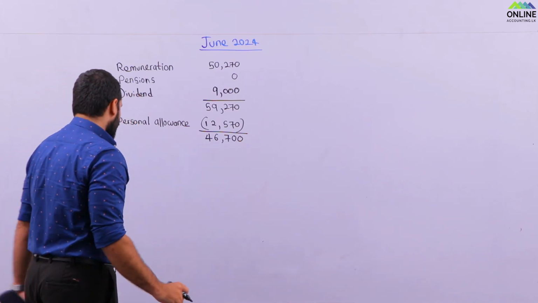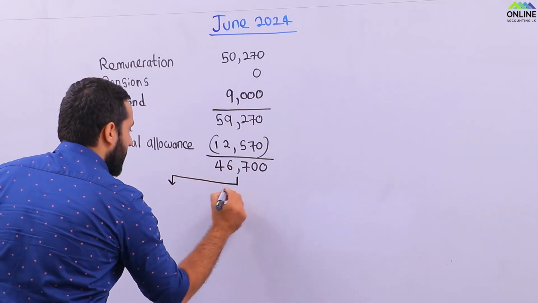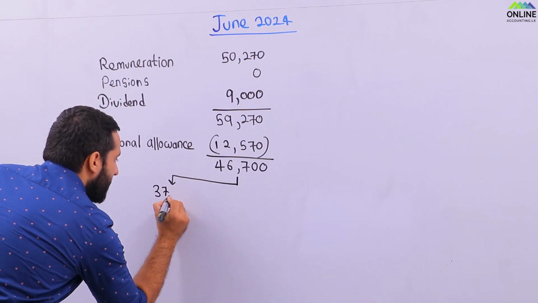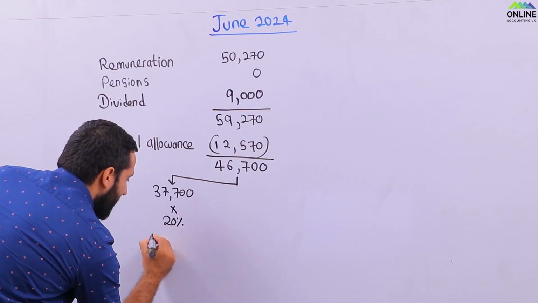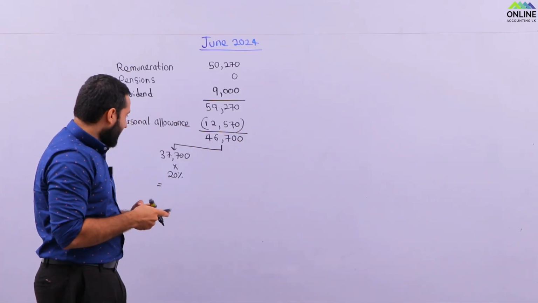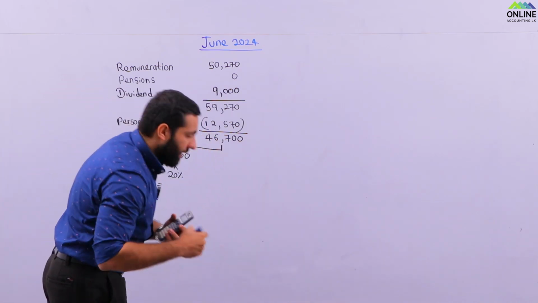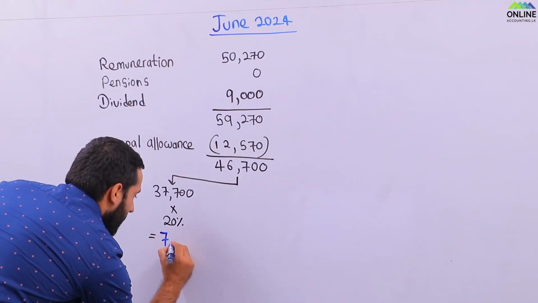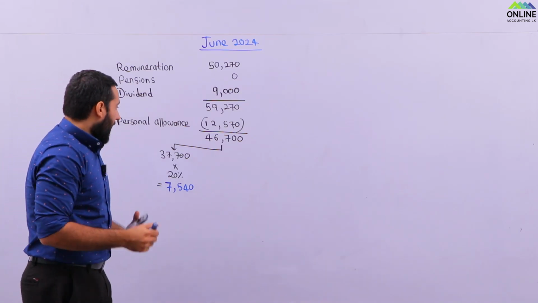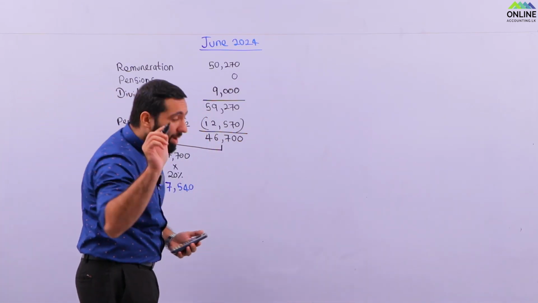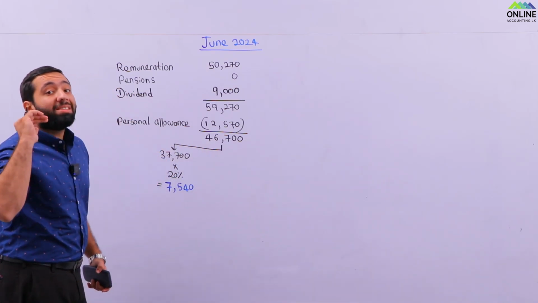And then yes, out of this, the first 37,700 will be taxed at 20%. How much is it? 37,700 at 20% will give you 7,540. And then what else? There is how much remaining out of this 46,700? You take 37,700 out, there is 9,000 remaining.